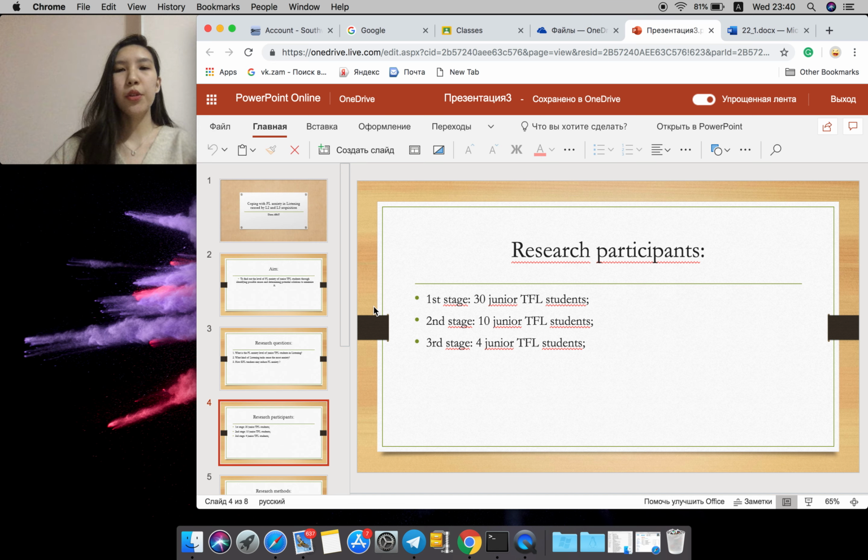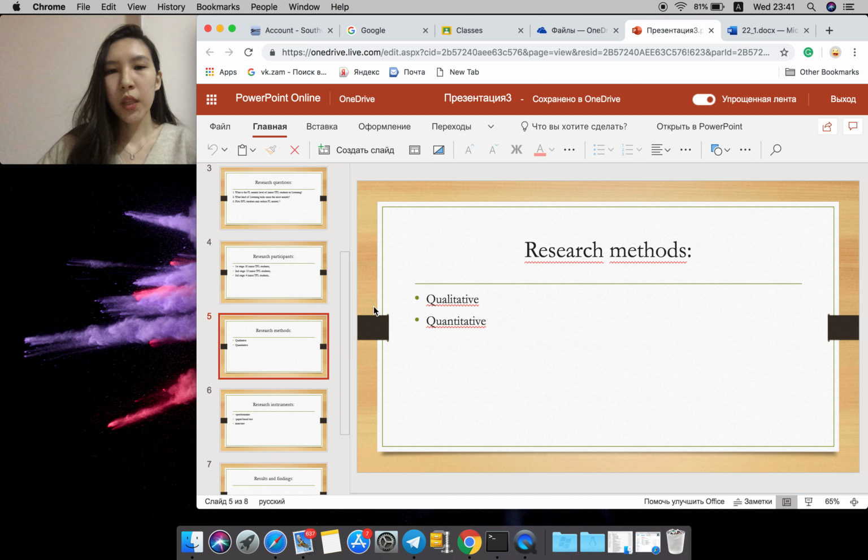Now, regarding the research participants, in order to come to relevant conclusions, I needed real participants, and voluntarily I have chosen 30 junior TFL students. And as you can see, my research undergoes three stages, and the number of participants reduced after some time passed.